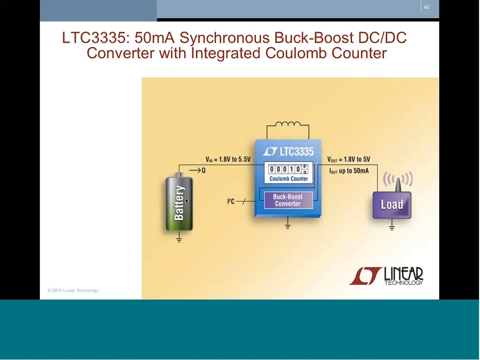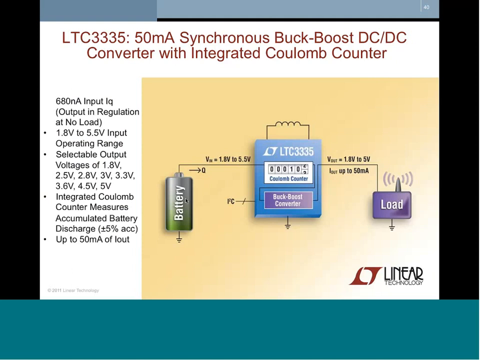LTC3335 is a 50 milliamps synchronous buck-boost converter integrated with a coulomb counter. This means that the application of this converter is pretty obvious, the battery. We can have these two functionalities, so power conversion and checking the battery's state, in one piece of silicon, in one package, and we can get the information about the battery state through I2C outputs. The converter has two selectable output voltages between 1.8 volts and 5 volts and can produce 50 milliamps. Of course, quiescent current of this little device should be as low as possible because we have only the battery on the input. It's 618 nanoamps.